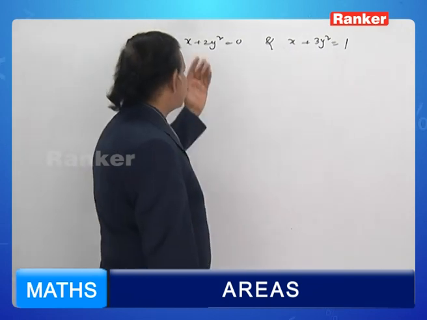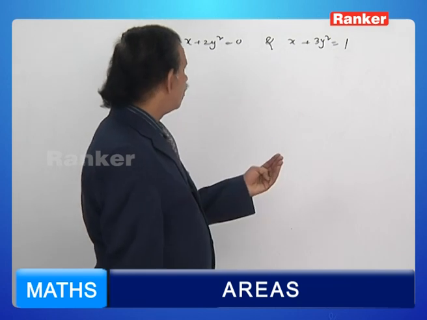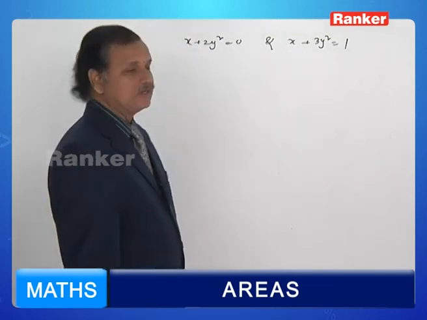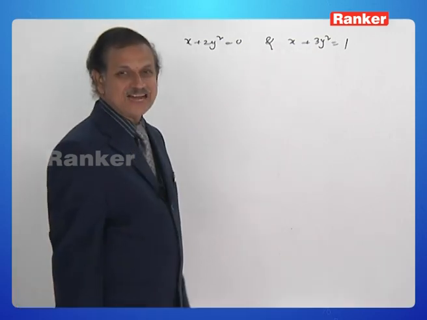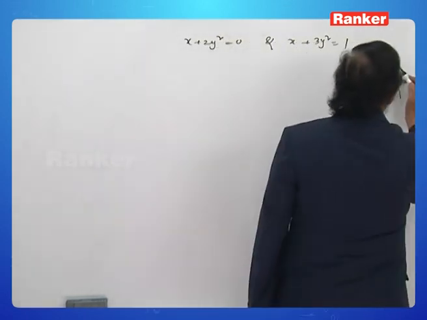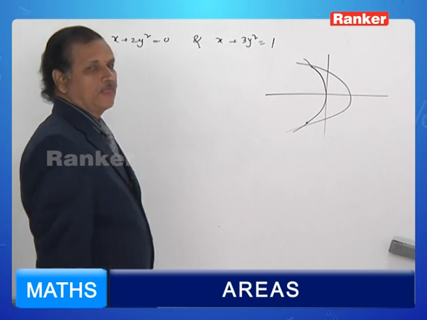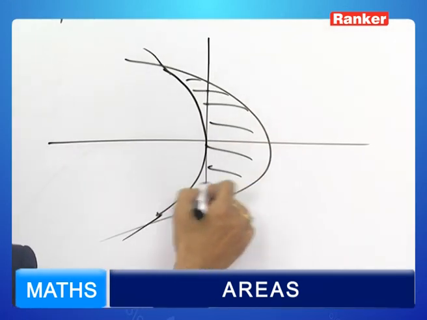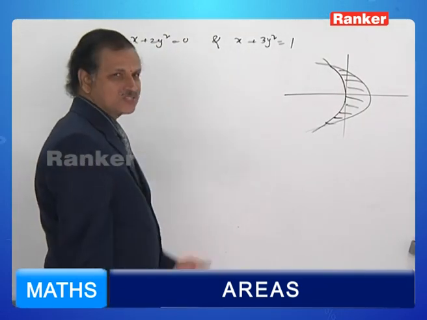And this is of course a parabola which is open towards left. There is also a parabola open towards left, but the vertex of this parabola is at the origin, whereas it is not that. Therefore, they might be in this shape. Therefore, the area between them is required. So both are parabolas open towards left.